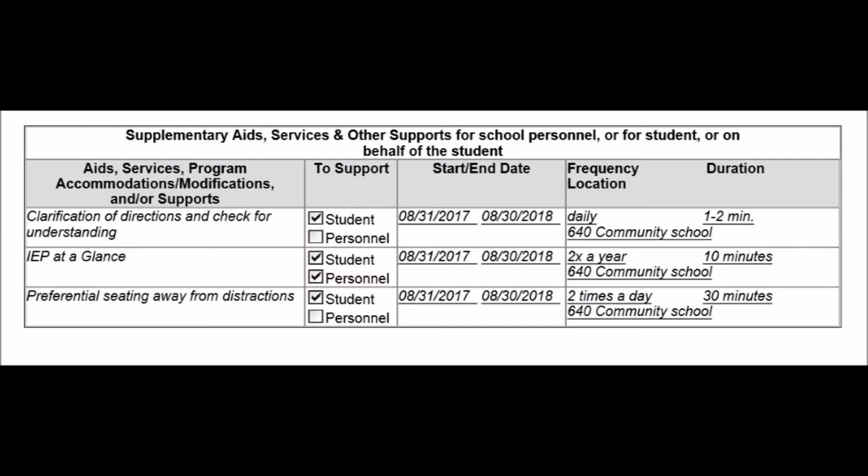An IEP at a glance is also to be provided to all staff working with Jane, to support her as well as the staff. Since she is at the middle school level, it is best practice to provide a copy to each teacher at the beginning of each semester or when any changes are made to her schedule.